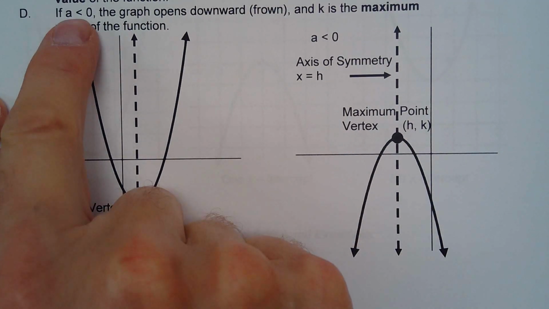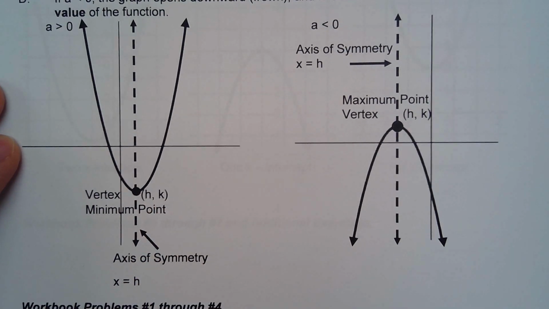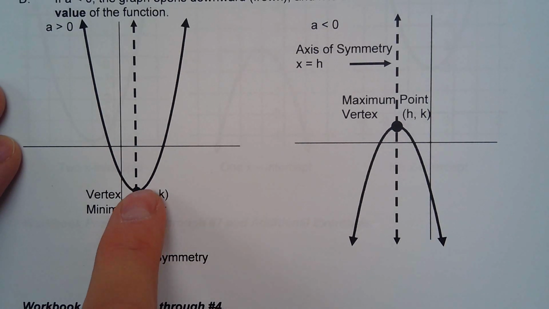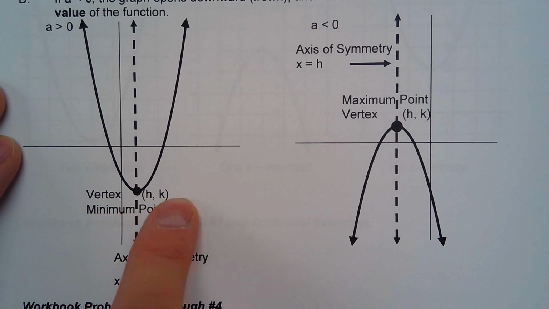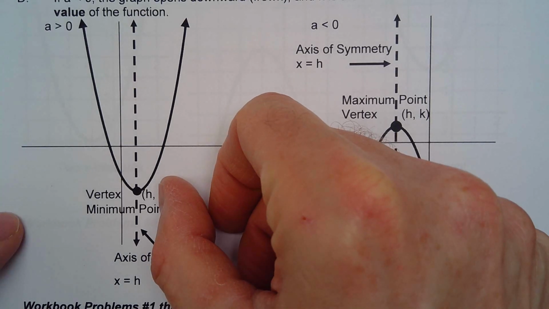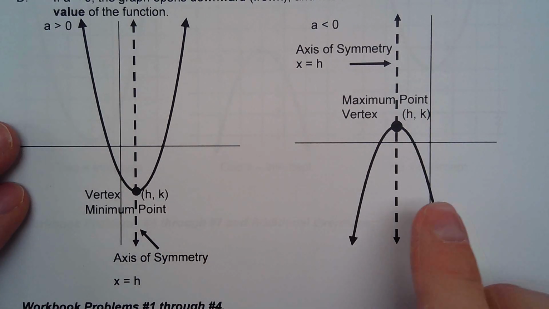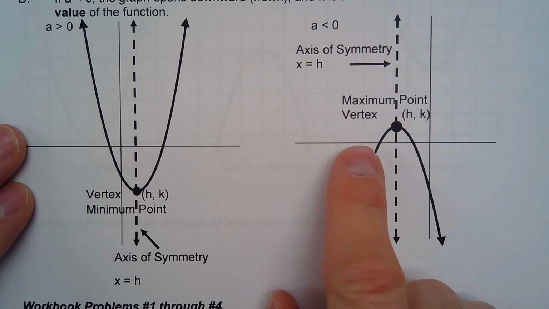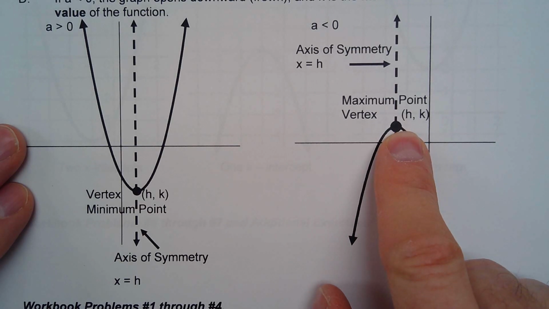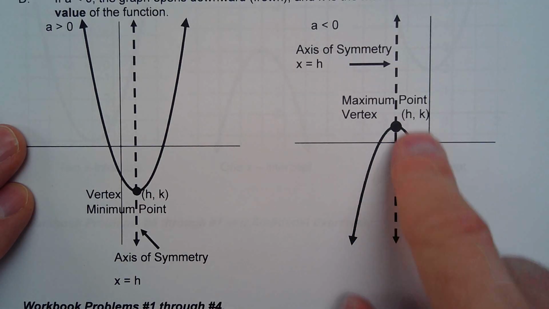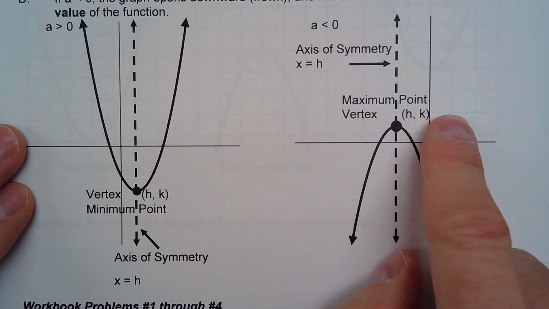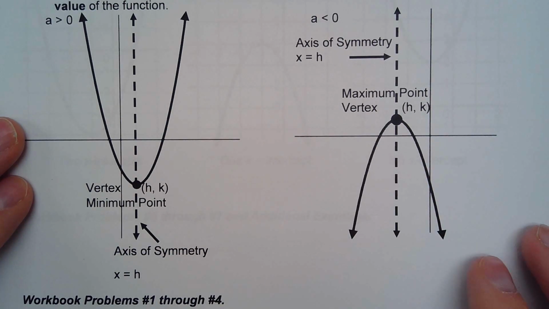When a is greater than 0, I get a parabola that looks like this. Here's my axis of symmetry, x equals h. This is my vertex. Notice that's the lowest point, or minimum point. And k is going to be the lowest y value. If a is negative, then my graph is reflected upside down. So now this vertex is the maximum point. The axis of symmetry does not change. And k here would be the highest y value.